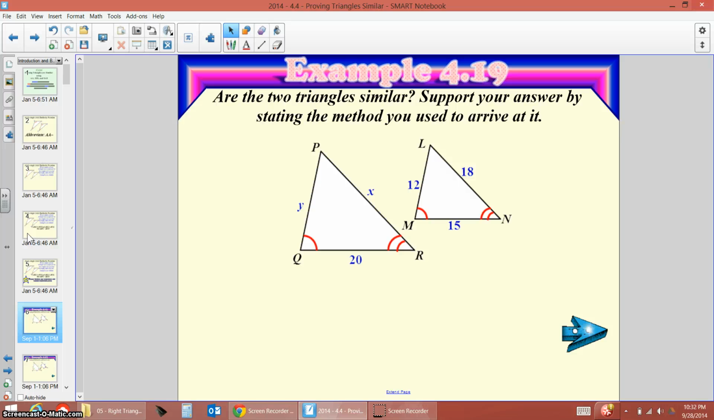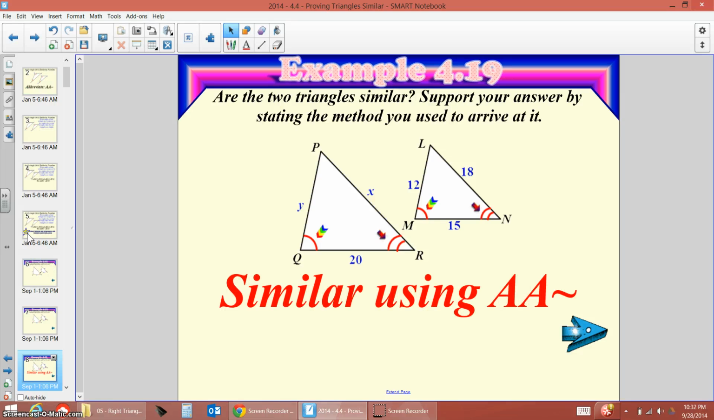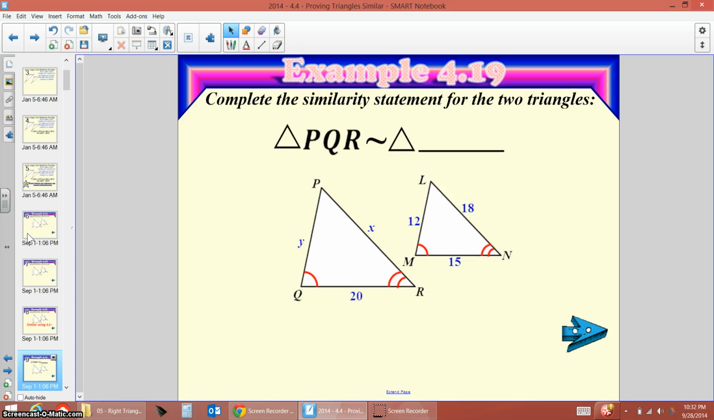So for your first example, 4.19, are the two triangles similar? And you have to support your answer by stating the method you're using. Well, I've only taught you one method, so you only have one option so far, and that's the angle-angle theorem. So those two angles are congruent, so the two triangles are similar based on the angle-angle theorem. Now it says complete the similarity statement.